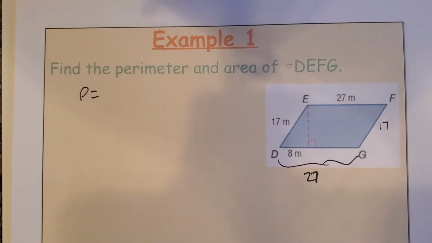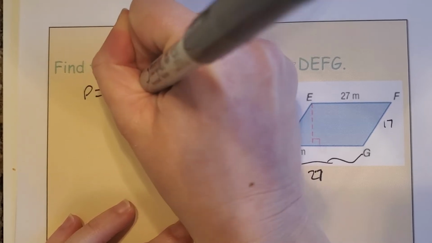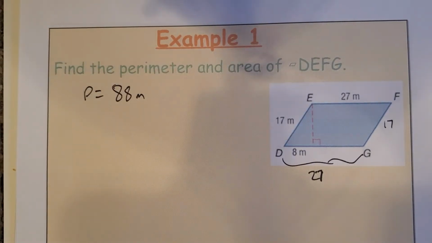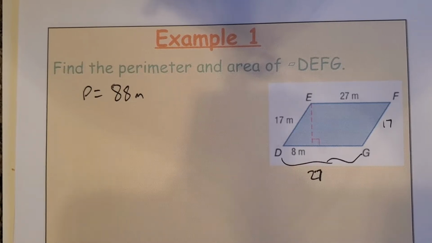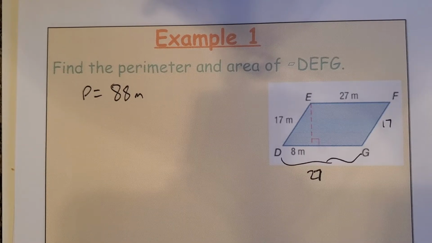88. So the perimeter is 88 meters. You are probably going to have a check on this at some point. I know somebody was asking in the Google Hangouts about, oh, we can't have quizzes anymore. You're still going to have checks. They're just not going to count as a quiz grade.